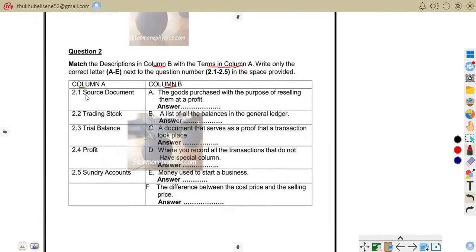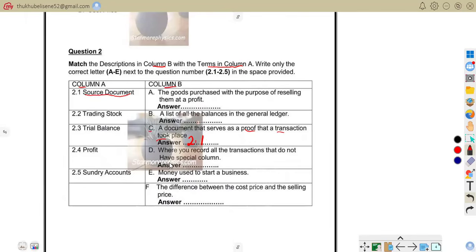So now we're going to talk about a source document. We look at the description in column B which matches this item, source document. If you look at all these descriptions, the correct answer is going to be C. A source document is a document that serves as proof that a transaction took place. So the answer for 2.1 is C.